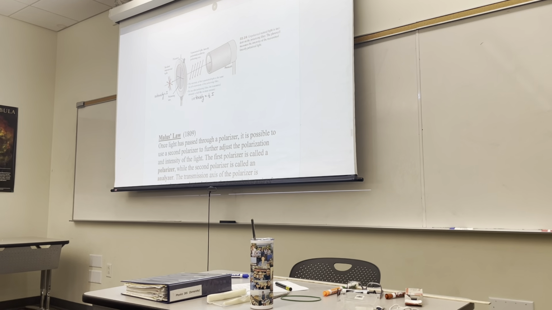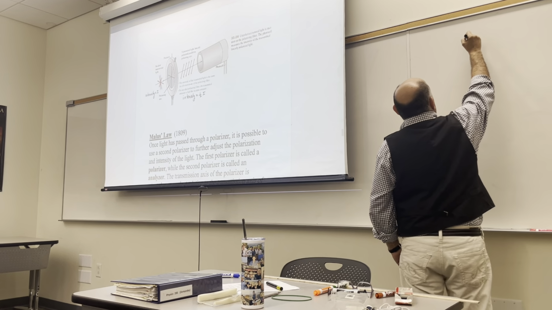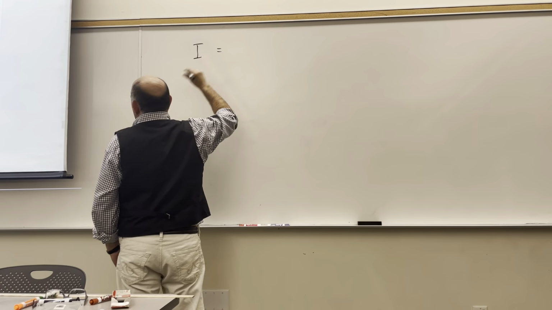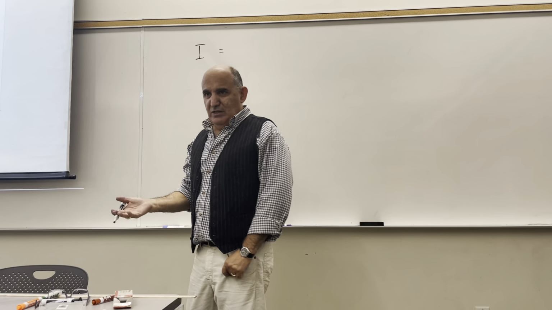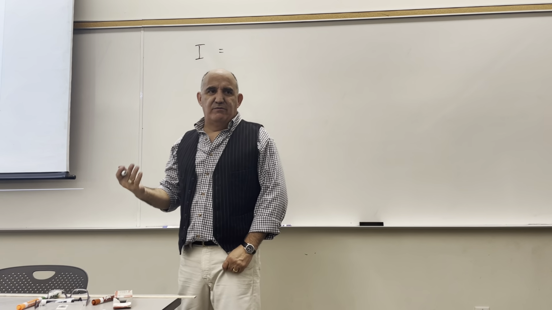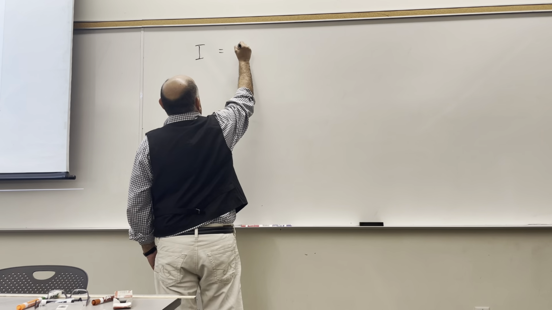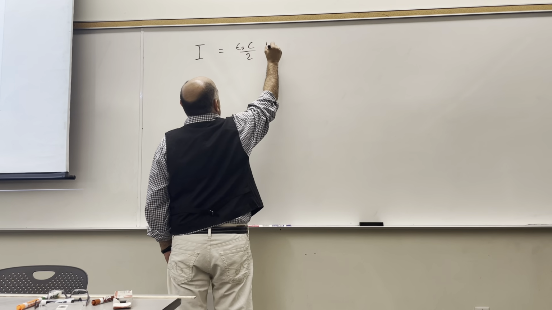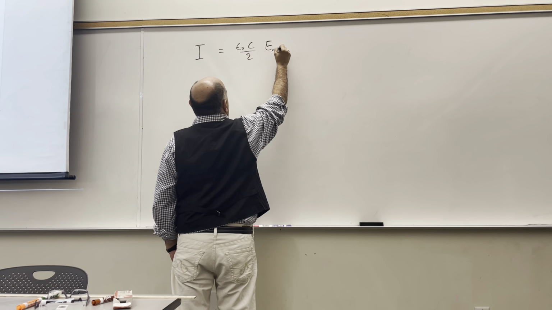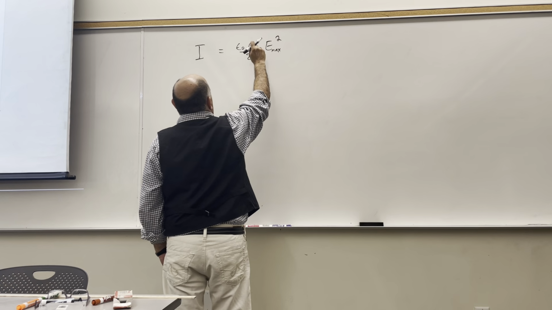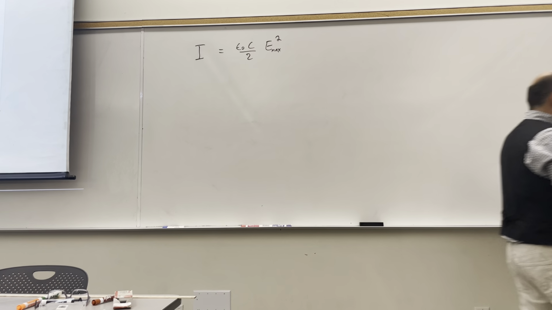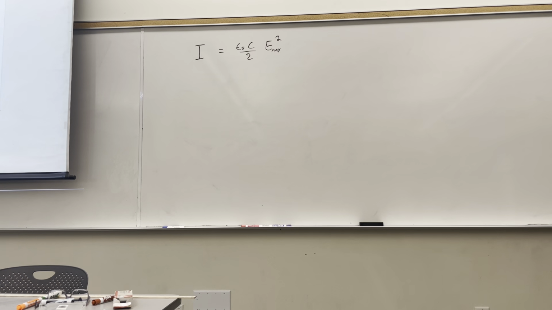Let me just pull something up. I don't know if you remember this, but we wrote down an expression for the intensity, which is the average energy in 1 second per unit cross-sectional area delivered by the wave. It was, if I remember correctly, the amplitude squared times epsilon c over 2. Let me just double check. That's the intensity. It's the average energy delivered in 1 second per unit cross-sectional area of the electromagnetic wave.